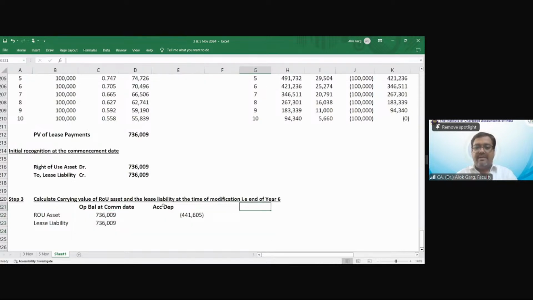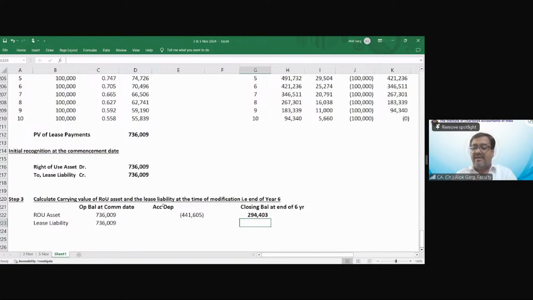What is my closing balance at the end of year 6? Closing balance at the 6th year or beginning of the 7th year. Okay. 294,403. What is my closing balance of liability at the end of the 6th year?